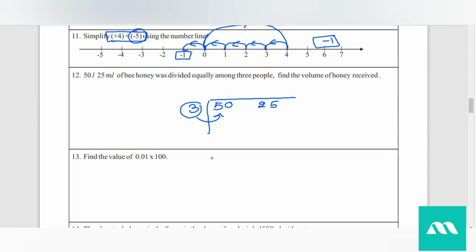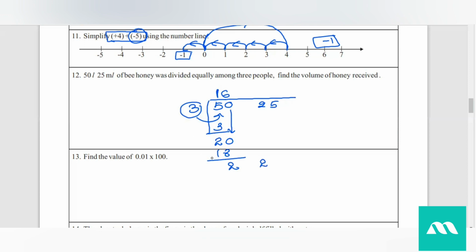Look at 3 into 1, it is 3. Likewise, you have to go on. Within 5 it is 1. 1 into 3, 3. Then subtract. 5 minus 3, it is 2. Then take this 0, it is 20. Then check how many 3s fit within 20. It is 6, no? 6 into 3, it is 18. Then take this 2. Then how many 3s within 22?